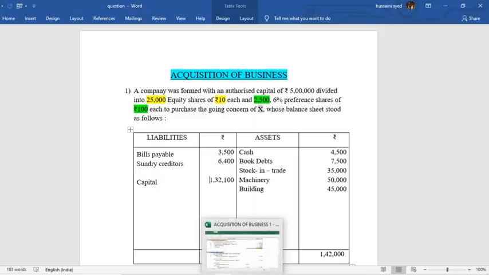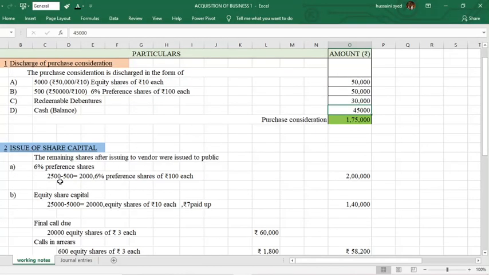2,500. From this 2,500 you subtract how many you have issued to the vendor? 500. So you will get 2,000 preference shares. And what is the face value of each preference share? 100 each. 2 lakhs.